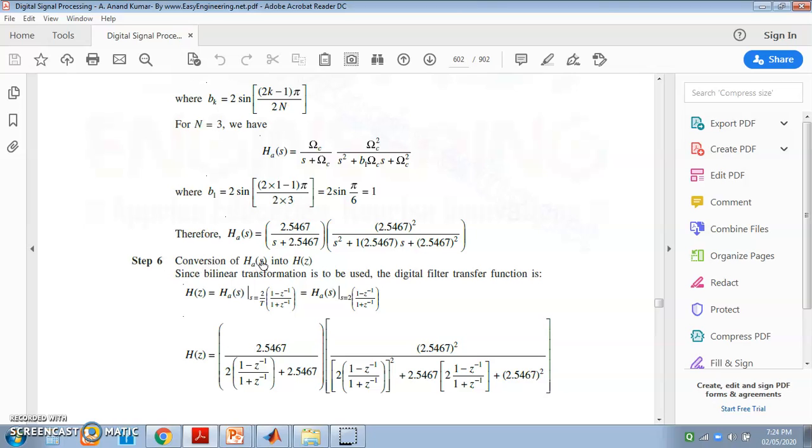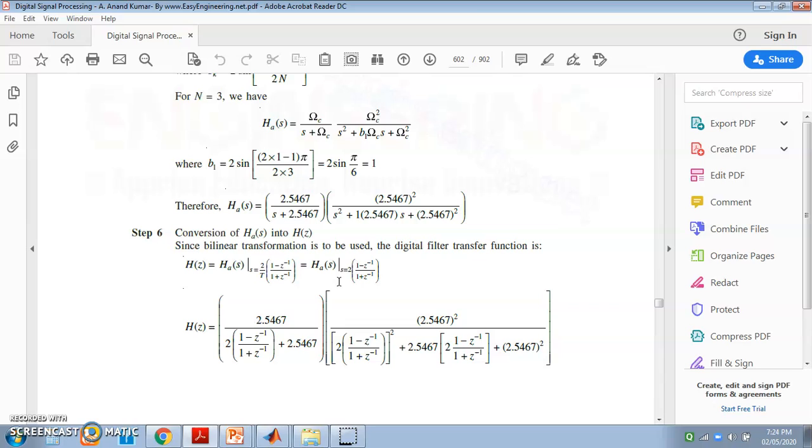So conversion of H(s) into H(z). Since the bilinear transformation that we have to use, with sampling period T equal to 1 second, one can have H(z) equal to Ha(s) at s equal to 2 by T times (1 minus z inverse) upon (1 plus z inverse).